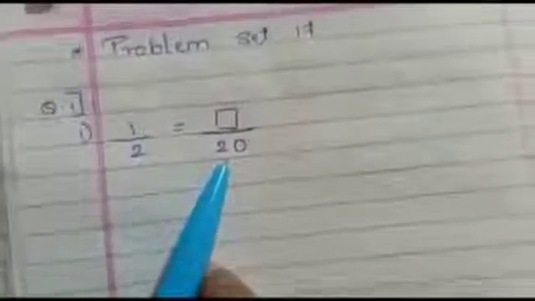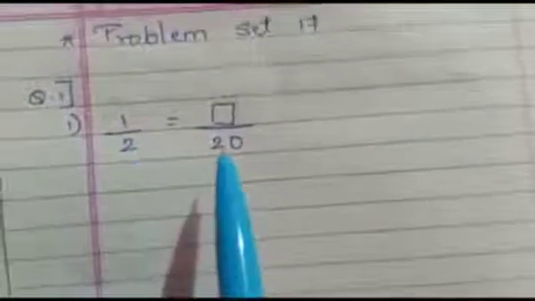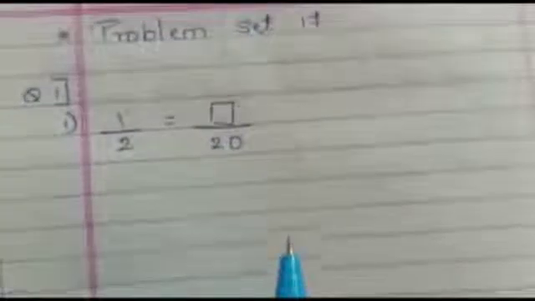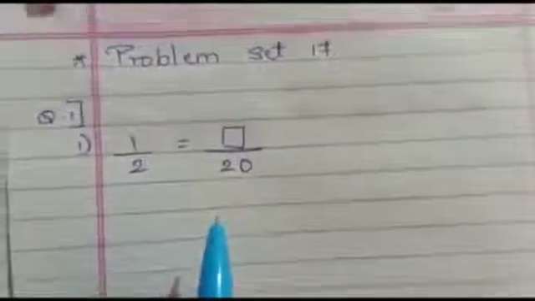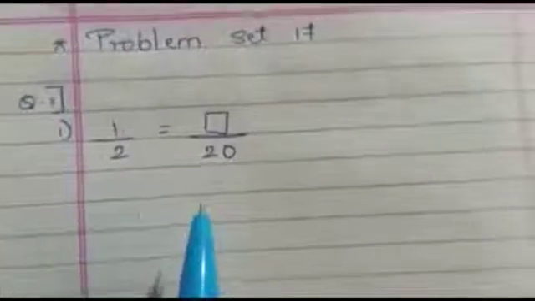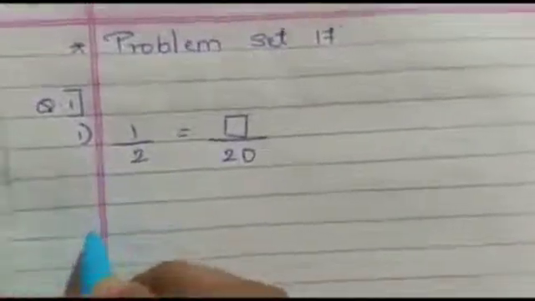Okay students, now look at the denominator. Here it is 20 and here it is 2. Which is the smaller one? 2. Which is the bigger number? 20. Is 20 divisible by 2? That means it comes in the table of 2? Yes or no? Yes. 2 tens are 20. Therefore, how you will solve it?